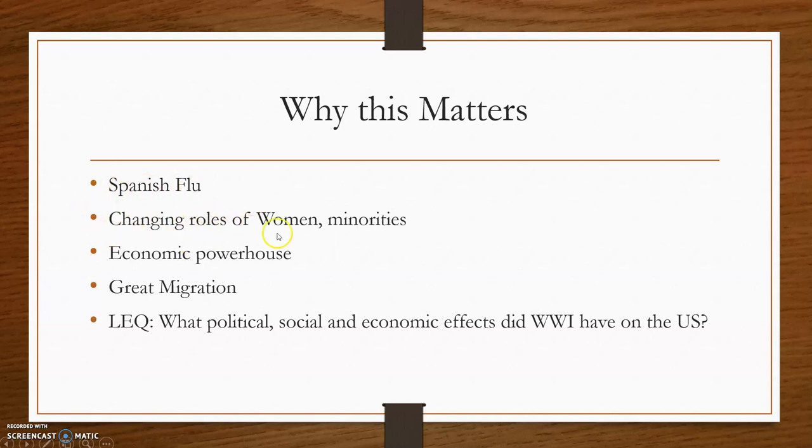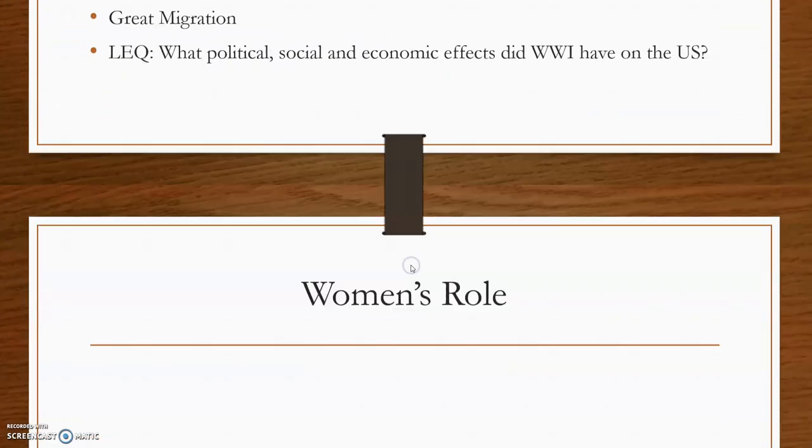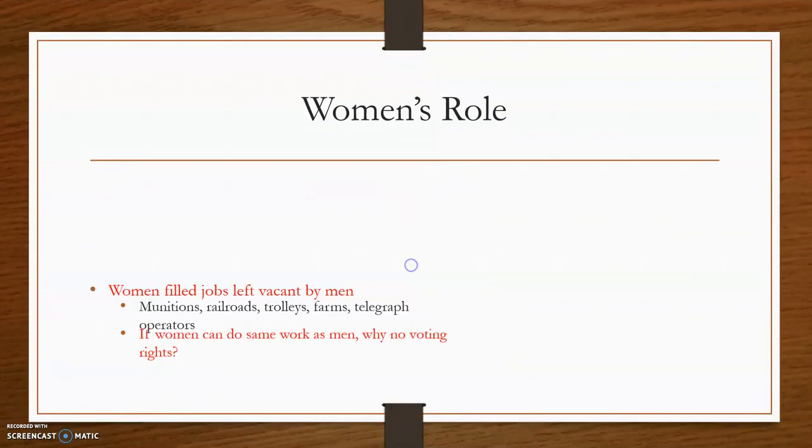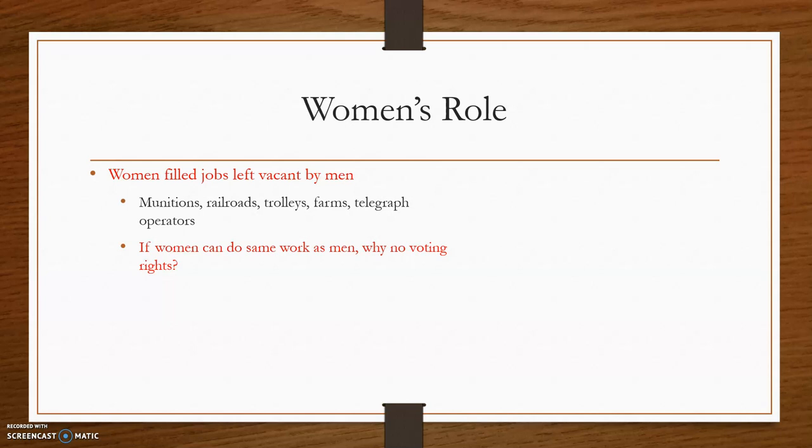You're going to see some changing roles of women and minorities, African Americans and Mexican Americans in particular. And the US is going to become an economic powerhouse after World War One, which I'll go into more detail of. Lastly, we're going to see the Great Migration, which is one of the most important events in African American history in the United States. Very important. And our essential question for today is what political, social, and economic effects did World War One have on the US?